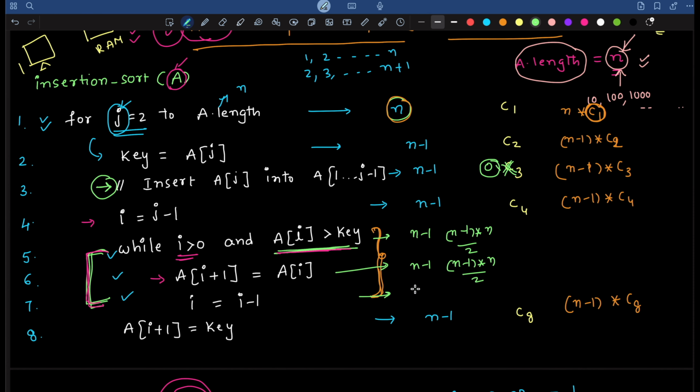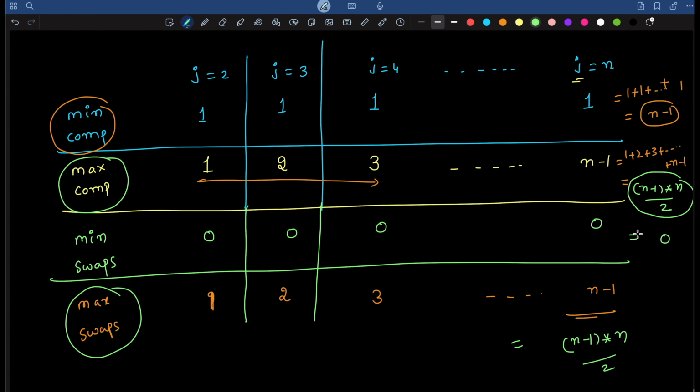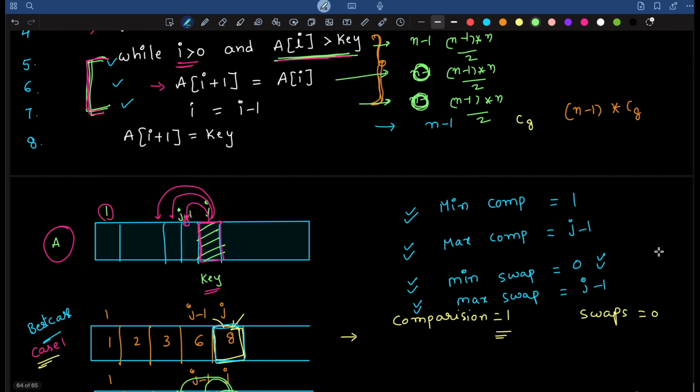Similarly, the decrement operation also runs the same number of times as the shifts. So it will be n minus 1 and n minus 1 into n by 2. Sorry guys, the minimum number of swaps required will be 0, right? And the minimum number of decrement operations will be 0, right? Which we have already calculated here. So the minimum number of shifts or swaps required will be 0.